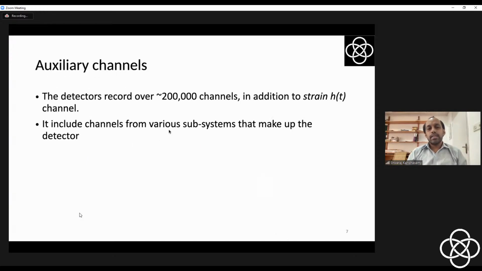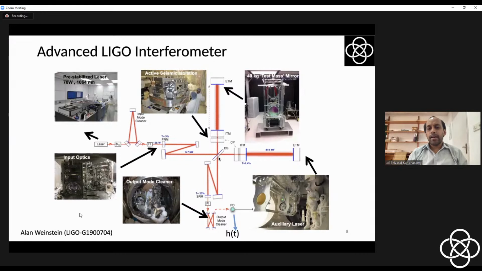The detector at each site records almost 200,000 channels in addition to the strain channel that is sensitive to the gravitational wave signal. These 200,000 channels come from many different things. Either they could be environmental signals, or they could be the various subsystems that make up the interferometer. So here is a layout of the LIGO interferometers, and you also see pictures of various subsystems that make up this interferometer.